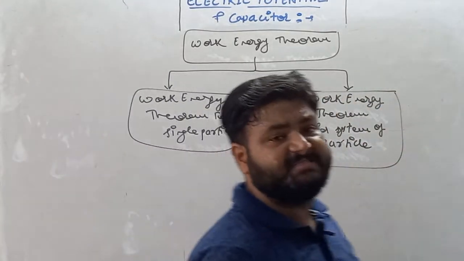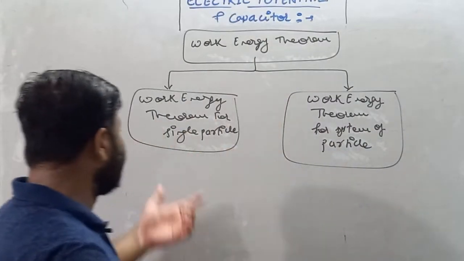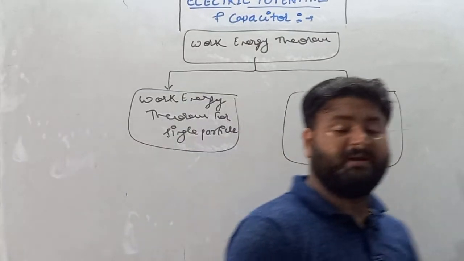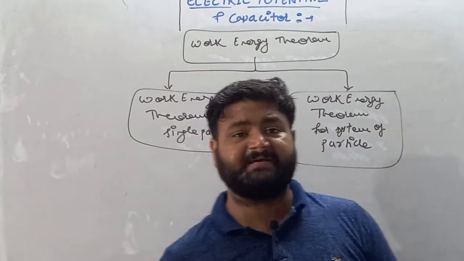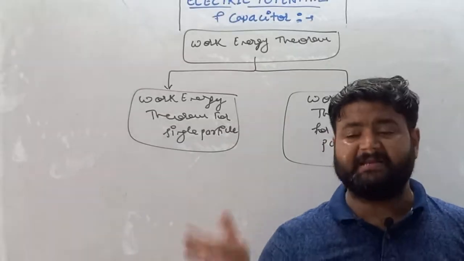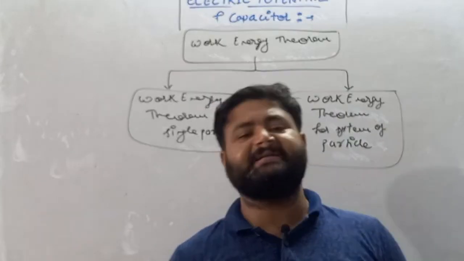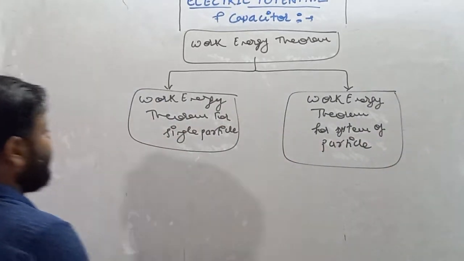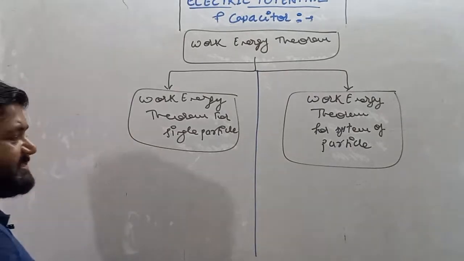So we have two different work energy theorems. One is for a single particle. If a single particle is there, then we use the work energy theorem for single particle. And if more than one particle is there, we consider the whole thing to be a system, because in any situation where more than one particle is present, we consider them a system.